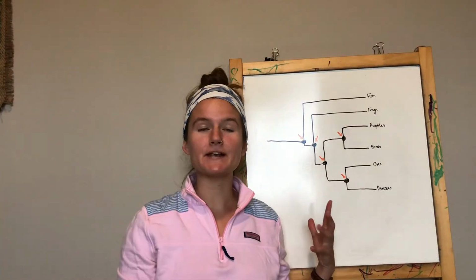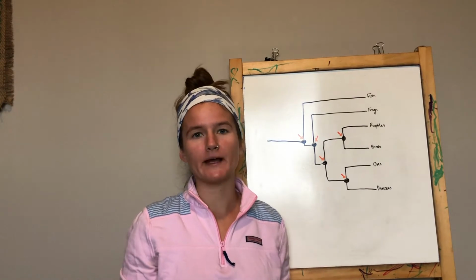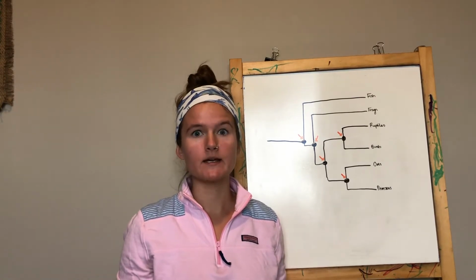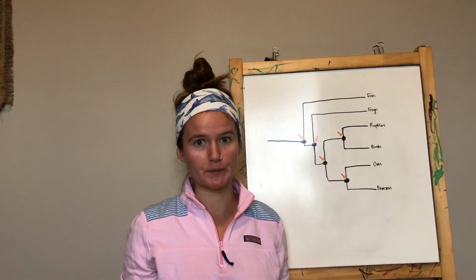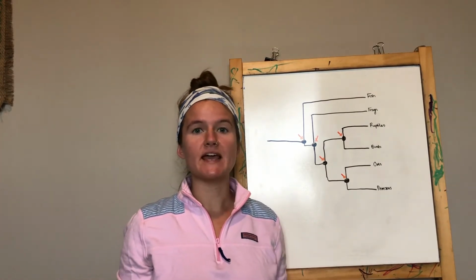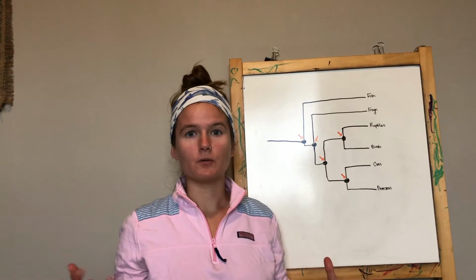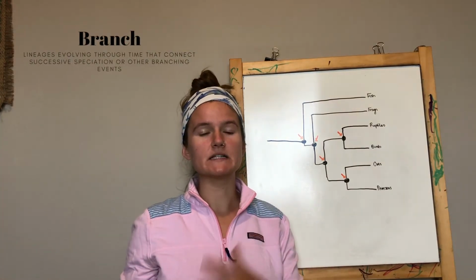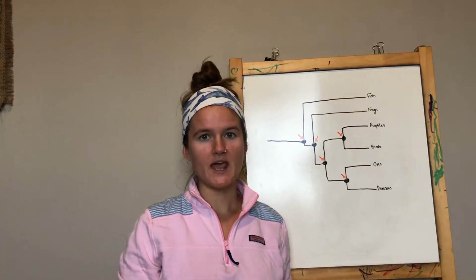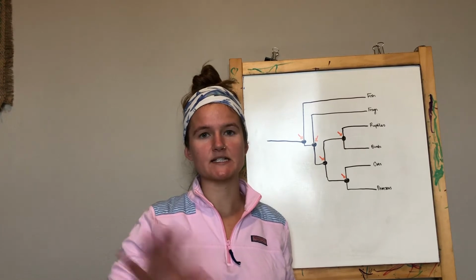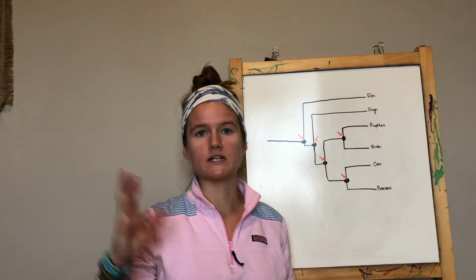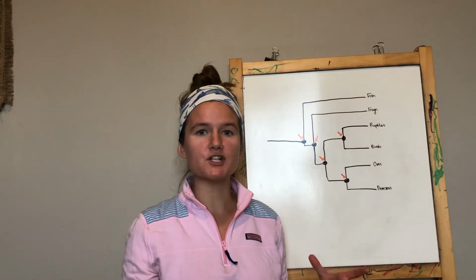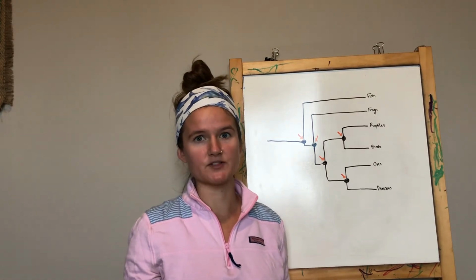Okay, so right here I have an example of what a simple phylogenetic tree might look like. And now, using this tree, we're going to define a couple of terms. The first one being a branch. A branch represents a lineage throughout time, and these branches connect successive speciation events or other branching or diverging events. And the branches in this tree are the black lines.